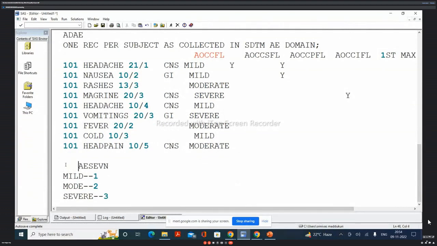By sorting by which variables can you get the maximum severity first? Subject ID, AESEV, AE severity numerical, and then STDTC. Very good. And then by writing AESEVN first dot subject equal to 1, I can get highest severity first. So for that, I'm going to have AOCCIFL equal to Y.